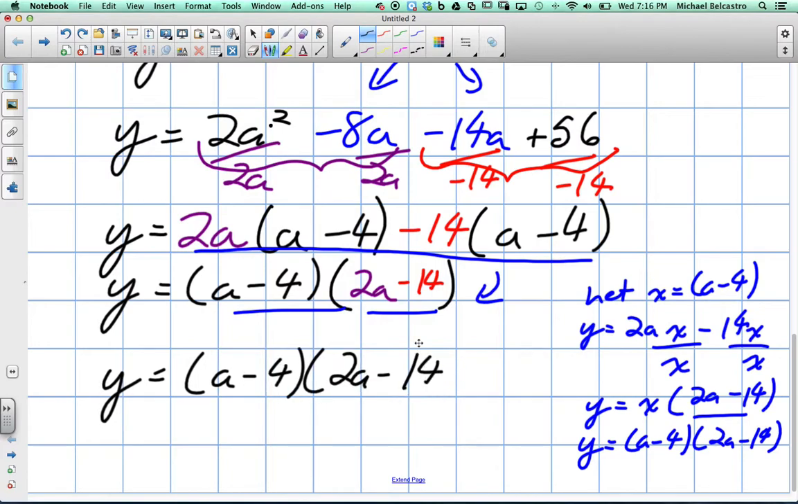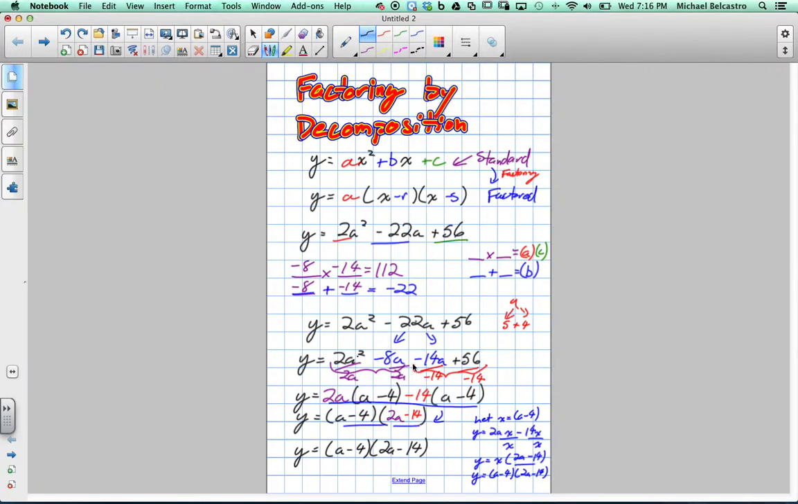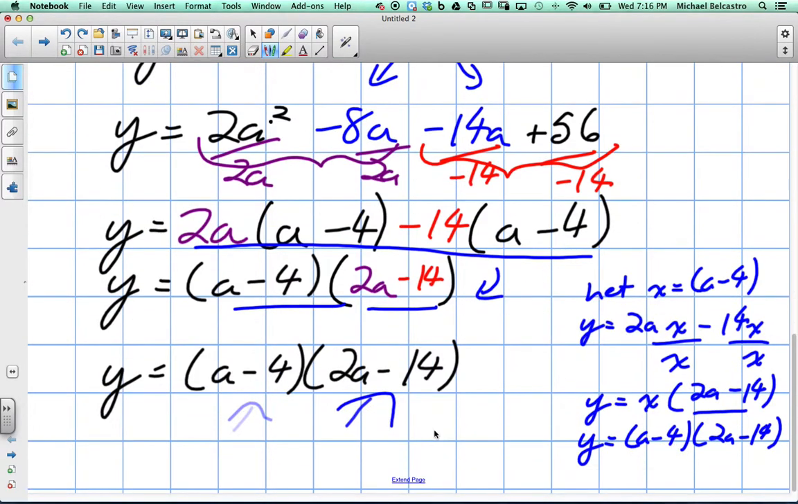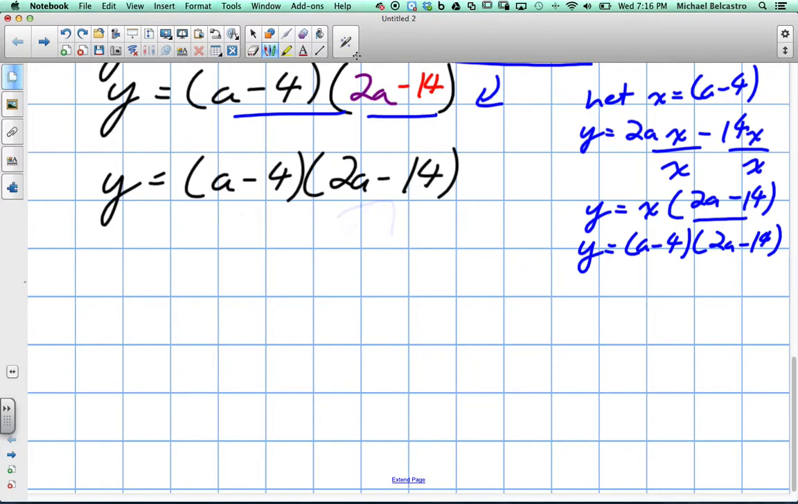Now, I said I wanted to talk about common factoring. Technically, this is a legit answer. This is fine. I could have, like we said, factored out 2 at the very beginning. If I look in the brackets, I can common factor 2 out of one of the brackets. Which one? The 2a minus 14. Yeah, exactly. So I can do it at the end if I really want. I can common factor out 2. You don't have to. This is still an acceptable answer.